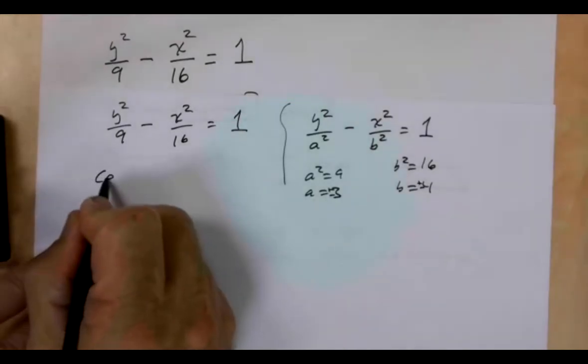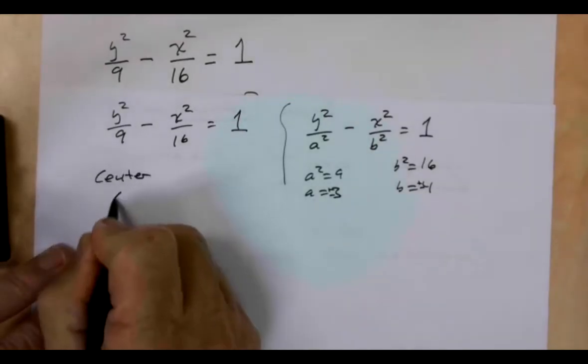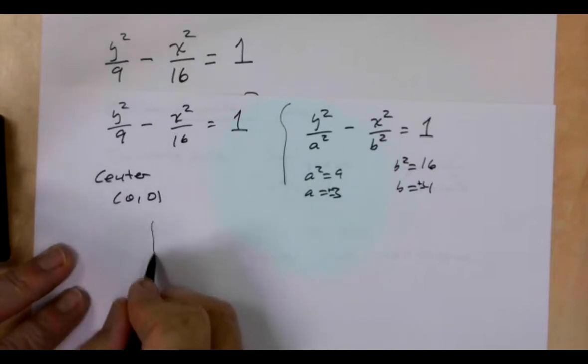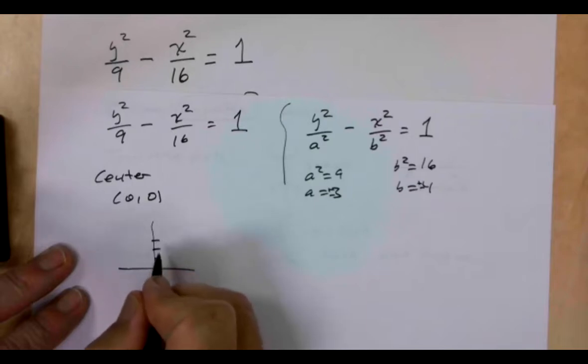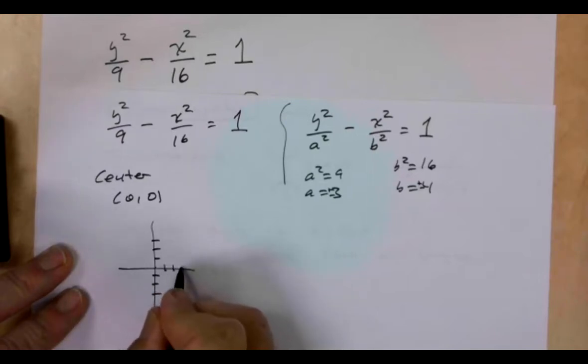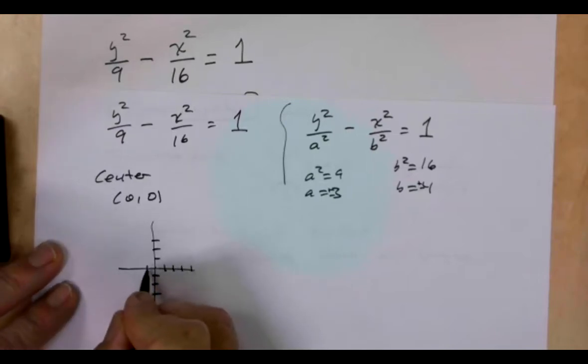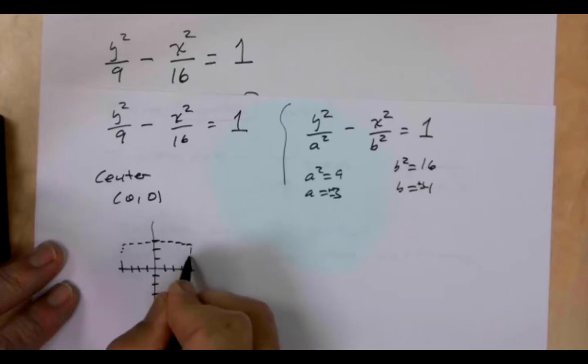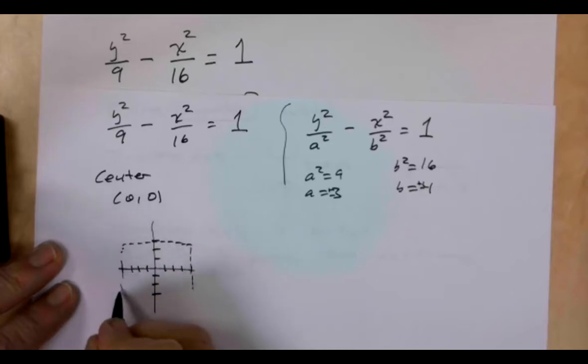So our center is 0, 0, going 3 in the y direction. 1, 2, 3, that's one of my points. Going 3 in the other y direction, that's another one of my points. Going 4 in the x direction, 1, 2, 3, 4. Going 4 in the other x direction, 1, 2, 3, 4. Those 4 points are going to define my hyperbola.